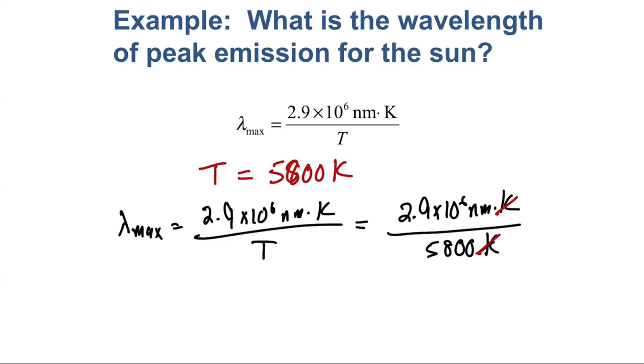If I divide these two numbers, it actually comes out to a very nice round number, and that number is 500. My units left over, the kelvins have canceled out. I only have nanometers left. So this is 500 nanometers. Does that mean that all of the light from the sun comes out with wavelengths of 500 nanometers? No, definitely not. Remember, this is a whole distribution of light.